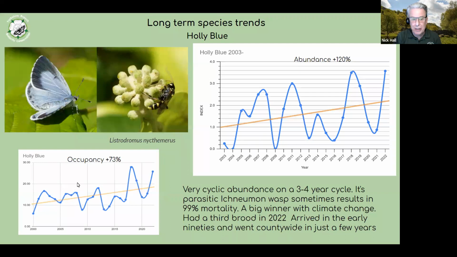So you literally go 90%, 99% down, almost to zero, and then it bounces back, and then it goes down. And it's almost a rhythmical pattern that you see here, around about every 3 to 4 years. It's a big winner with climate change, up nearly 500%.